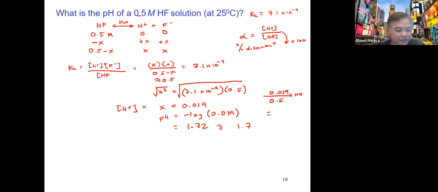Anong percent ionization nito? Anyone? 3.8. So that means we can say this is the correct answer because the fraction of ionization is less than 5%. Now, anong problema kapag more than 5%? Kapag more than 5%, ano gagawin mo?